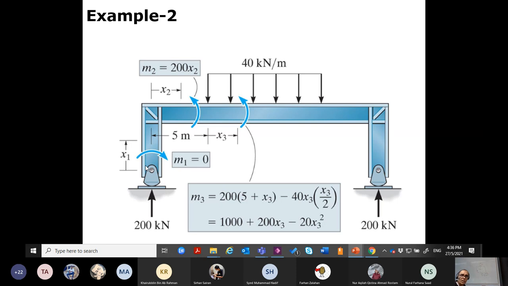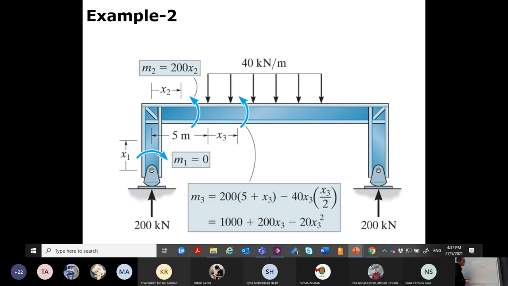So then in the same manner, we can write down the moment equation for each member, right? So we can write down the moment equation for this column. So this is x1. Because m1 is zero, because there is no horizontal member, right? So in this primary structure, we are taking the free body diagram. So this is the beam, 40 kilonewton per meter. And because this will be 200, this will be 200. So this is the column.